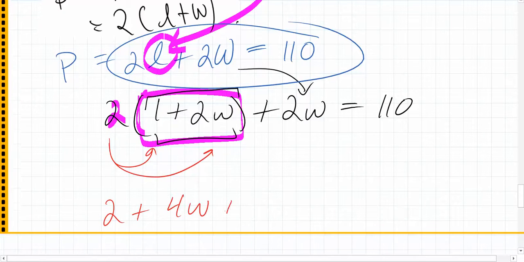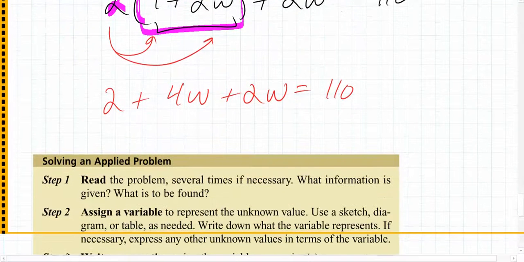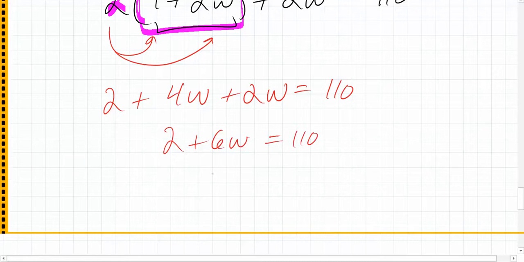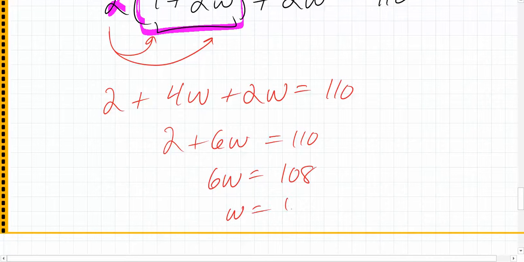Plus 4W plus 2W is equal to? What can I clean up? How do I clean up the left side? Add them together, yeah. 2 plus 6W is equal to 110. So 6W is equal to? So W is equal to, I did 118 in the last class. I subtracted it. They didn't like it. They got all angry at me. What's it equal to? 18.